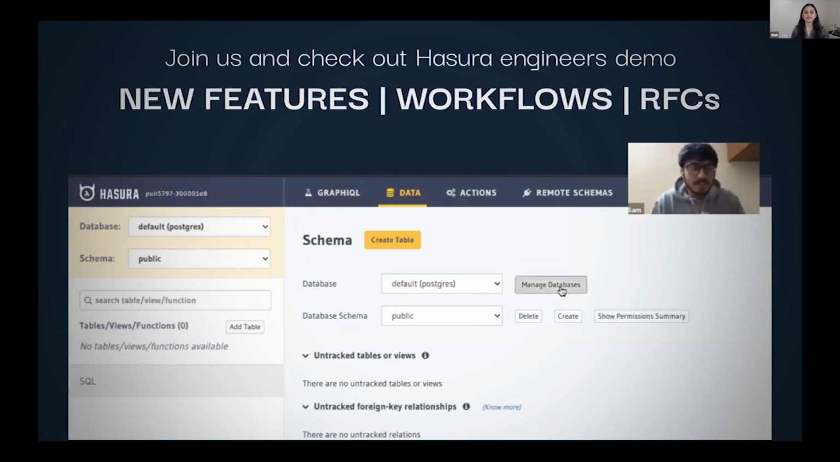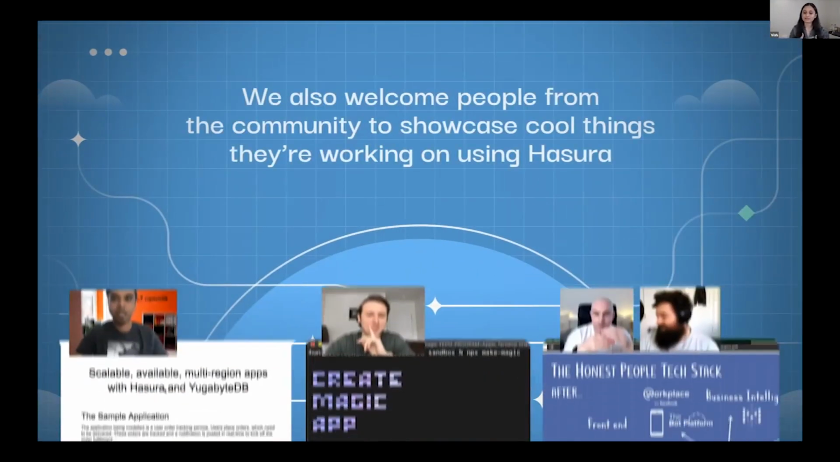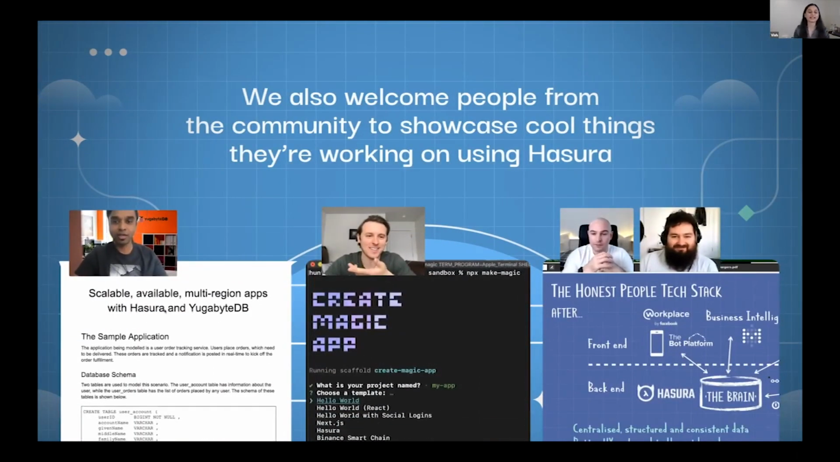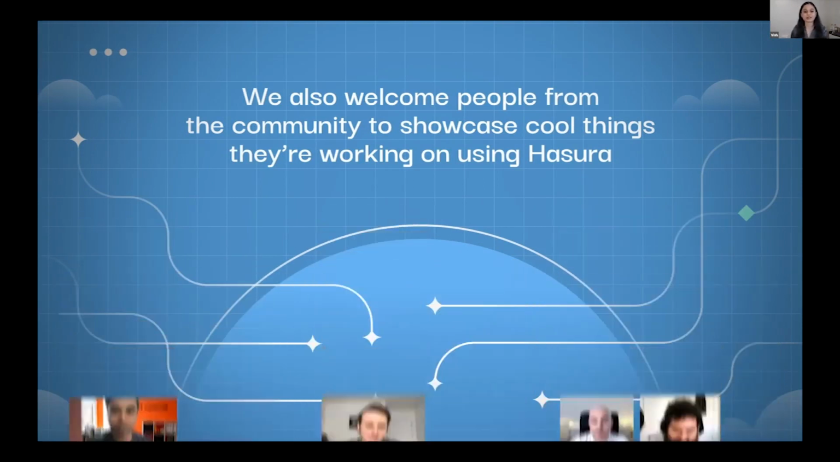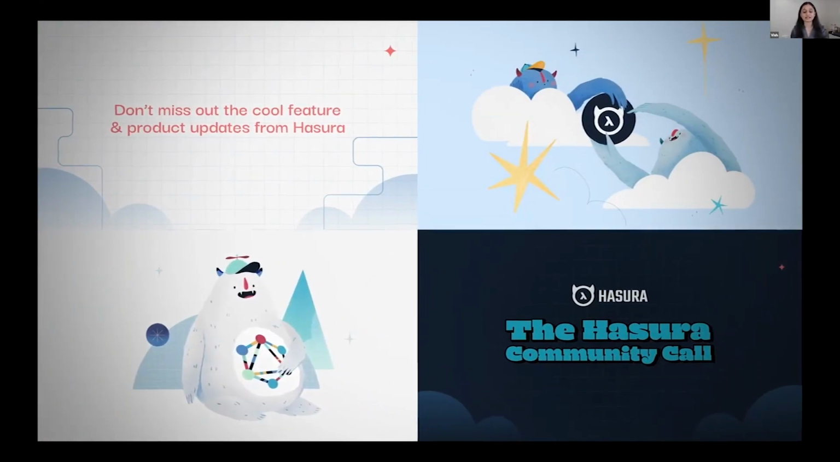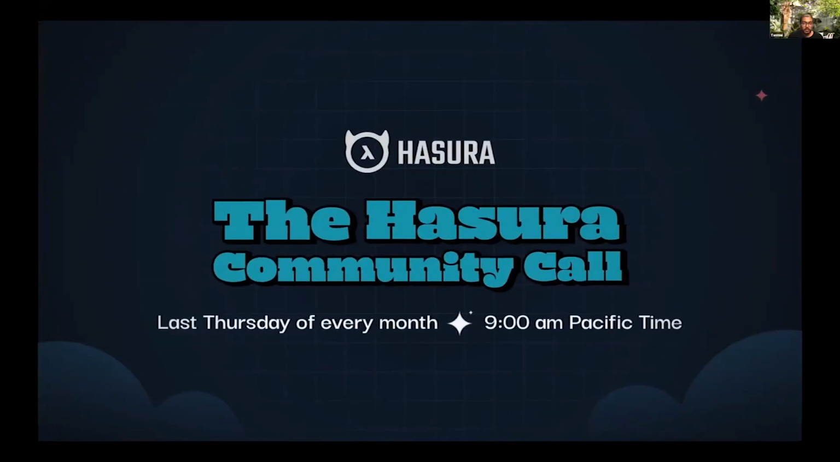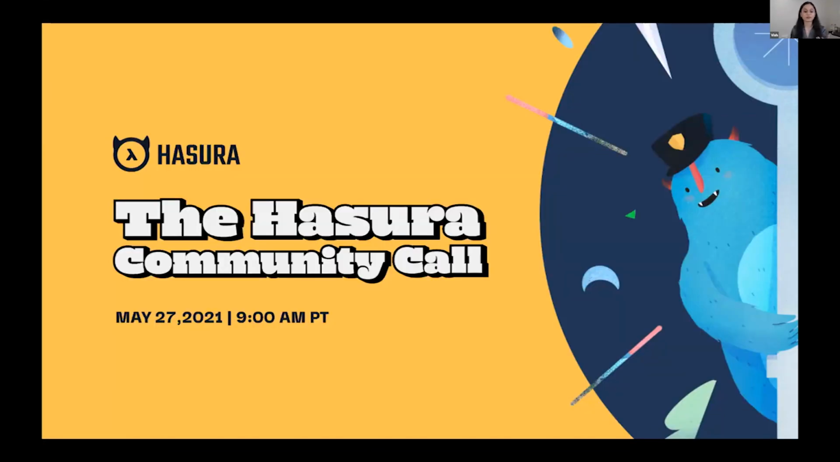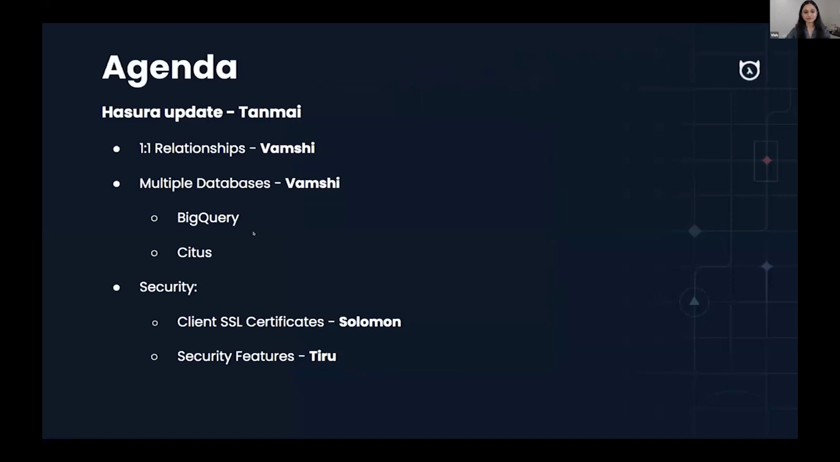The Hasura community call is a monthly event hosted every last Thursday of the month at 9 a.m. Pacific time. And this is a place where our engineering and product teams hang out with our community members and they showcase cool features that they're working on, exciting product updates, a deeper look into the roadmap, RFCs, and everything awesome, you name it. So, before we get started today, let's take a quick look at the agenda.